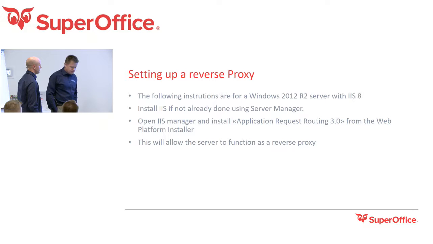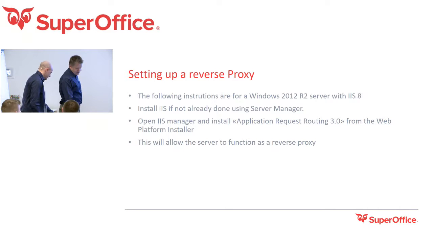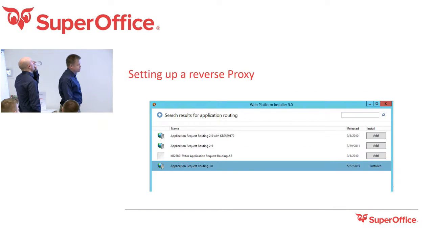So the instructions are for a Windows 2012 R2 server, but it should be pretty much the same for other servers as well. So we need the IIS installed, of course. And then you go to the Web Platform Installer inside IIS and install Application Request Routing 3.0. You will get both 2.5 and 3.0, so install the latest one. And this will allow the server to work as a proxy server. And it should look like this when you have installed it. You don't need the other ones, just install the latest one.